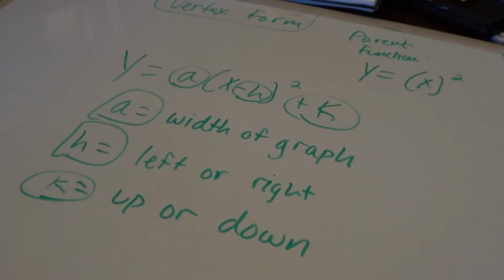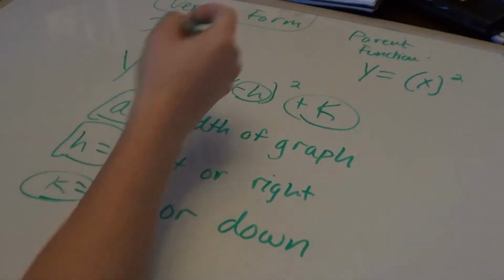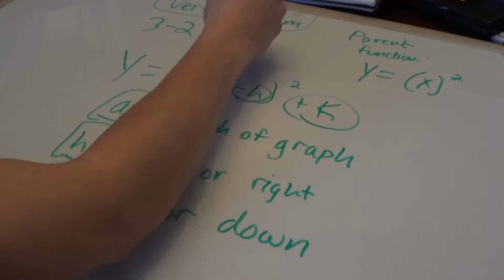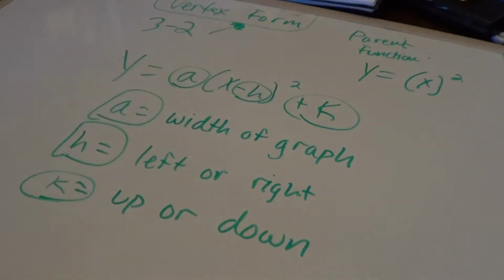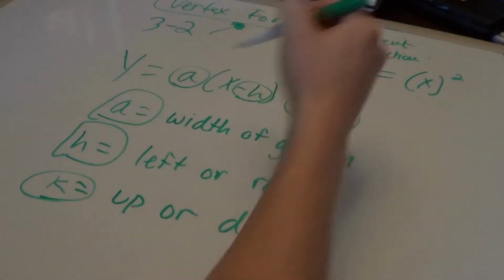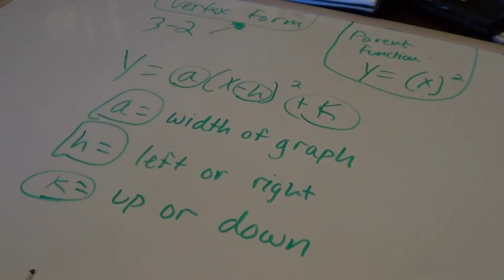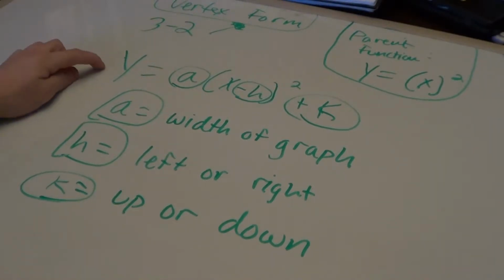Okay, you guys, today we're going to be discussing 3-2, graphing from vertex form. Just for reference throughout the video, the parent function is right here in the top right-hand corner, which is y is equal to x squared. The actual equation is this one right here.